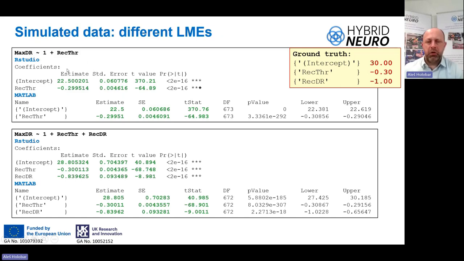If, based on the residual analysis, we say, okay, there must be another factor, and we happen to think about the recruitment discharge rate, we add it as a fixed factor, and then we see that the estimation of the intercept improved. The estimation of the slope of the recruitment threshold was almost perfect in the simpler model already, but we also got the estimation of the slope of the recruitment discharge rate, and all three factors are statistically significant, regardless of what tool you use, MATLAB or RStudio, okay?